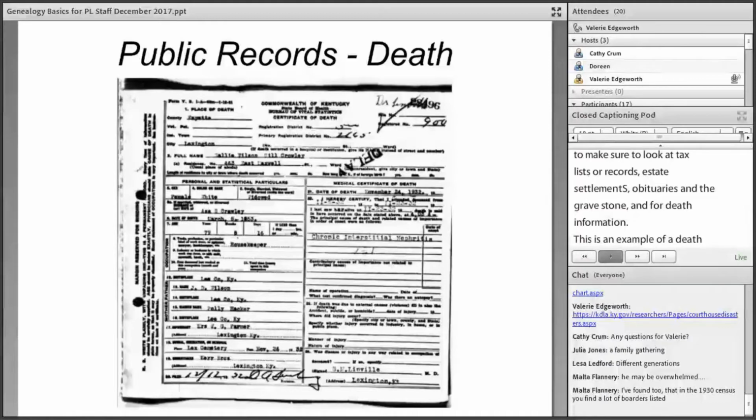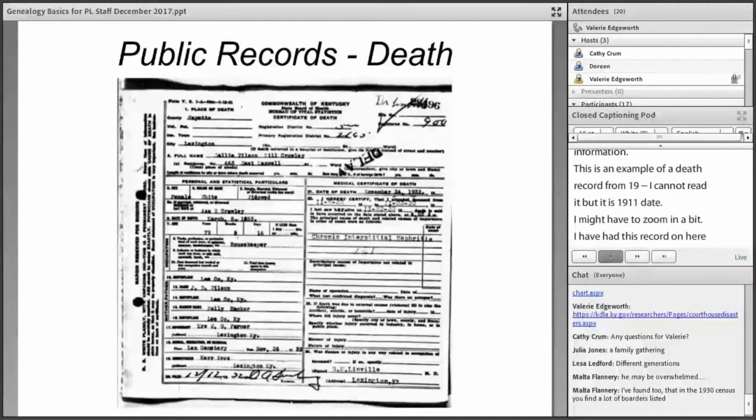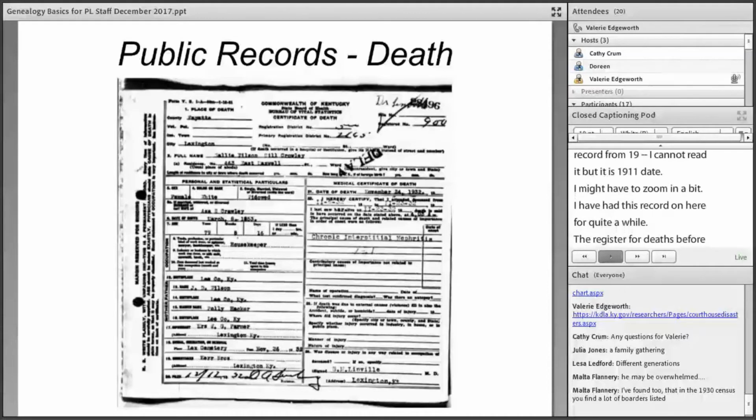This is actually an example of a death record that I cannot read, but it's post the 1911 date. I might have to zoom in a bit. I've had this record on here for quite a while. The register for deaths before 1911 looked the same as the births. It's just that registered listing. The post-1911 I like because it gives you the possibility of getting a lot of good information. I'm going to attempt to use the arrow here. Right here it will show you the cause of death.